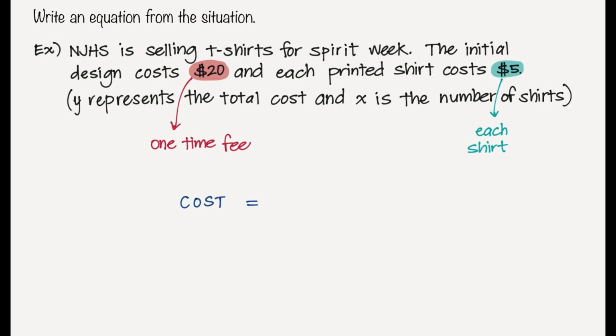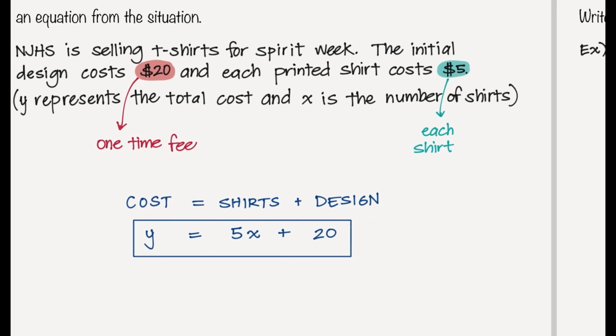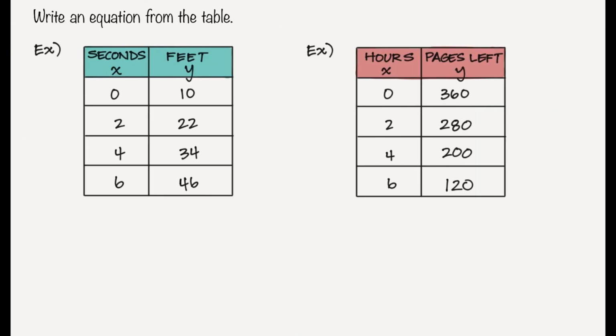shirts. So if I was going to write this out, the cost would be equal to the cost of the shirts plus the cost of the design. So that means that Y is equal to 5 times the number of shirts, so 5x, plus that $20 fee. And we're done. The final method that I'm going to teach you for writing an equation is from a table.